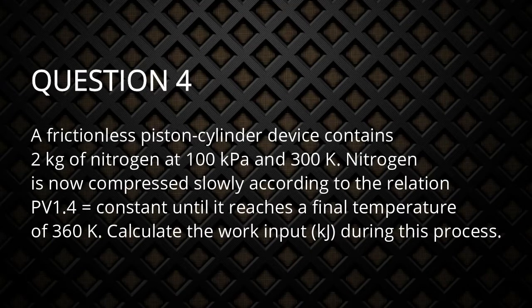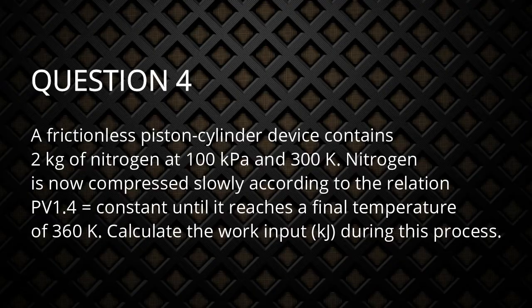Next, question number 4. A frictionless piston cylinder device contains 2 kg of nitrogen at 100 kilopascal and 300 Kelvin. Nitrogen is now compressed slowly according to the relation PV to the power of 1.4 is equal to constant until it reaches a final temperature of 360 Kelvin. Calculate the work input in kilojoule during this process.